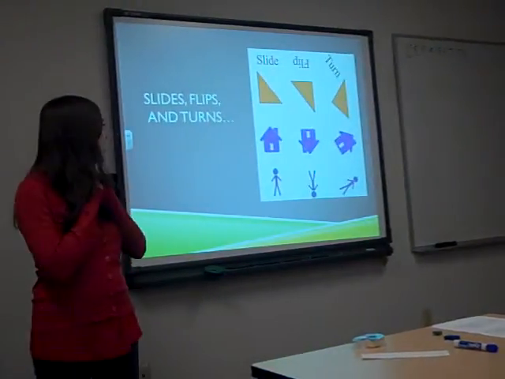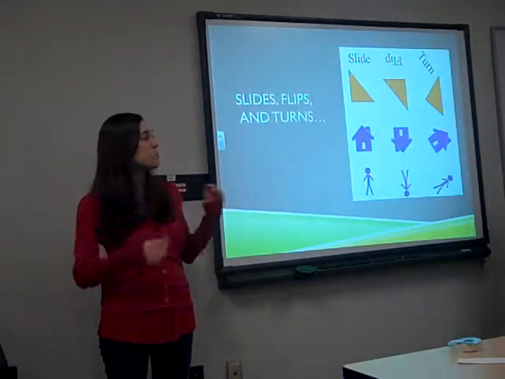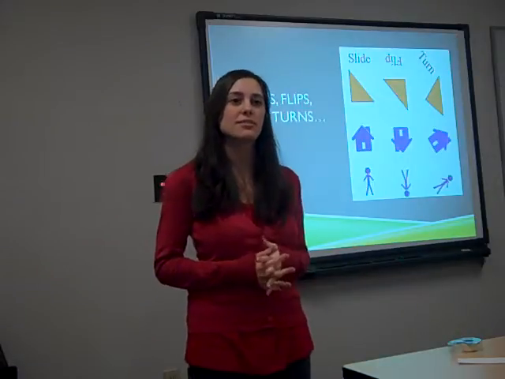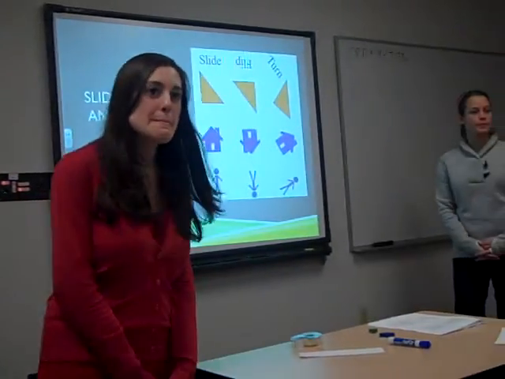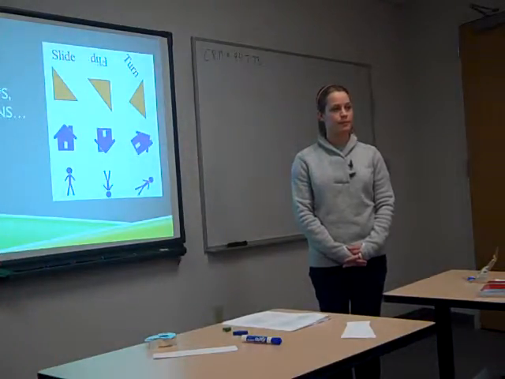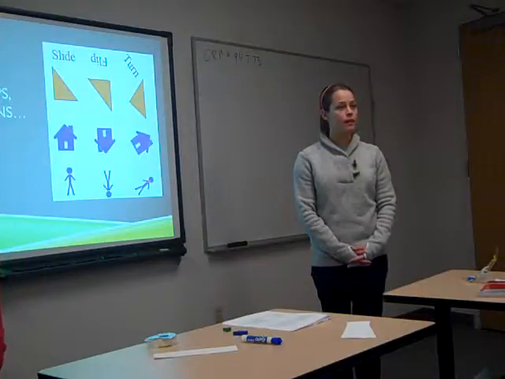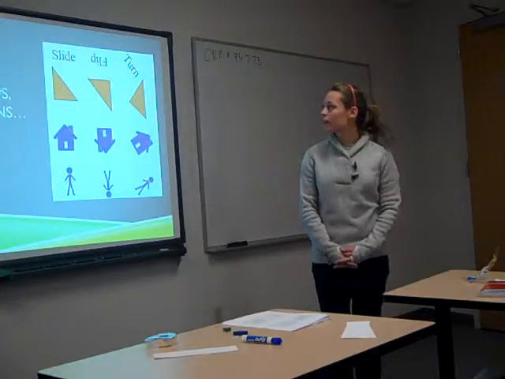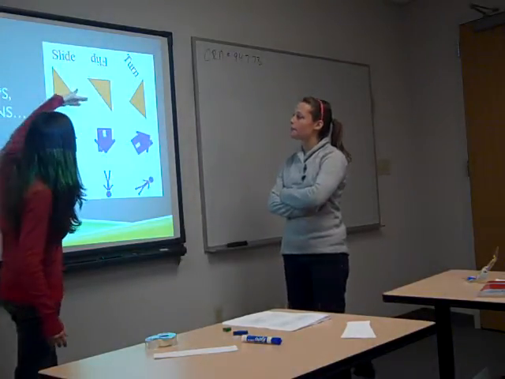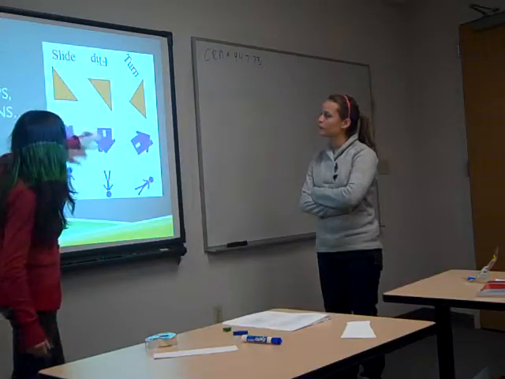Alright, so we're going to go over the slide, the flip, and the turn, what that looks like, and then we want you to share it. If this is my block, I turned it like this, and then can I flip it up? Yeah. A flip is over a line of symmetry. So if you start with this shape, this could be a flip, but it would be right here. You see, because it's over the line of symmetry.